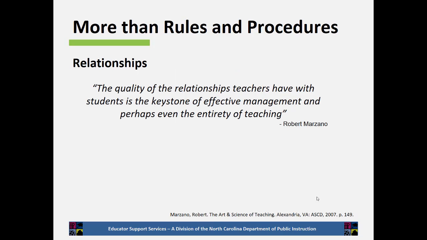I saved relationships for last. I love this quote by Robert Marzano. The quality of relationships teachers have with students is the keystone of effective management and perhaps even the entirety of teaching. Teachers can have the best written lesson plans. They can have a beautifully organized classroom, but they cannot, for whatever reason, manage their classroom in terms of behavior. And it's probably because they haven't spent the time to build relationships with their students.